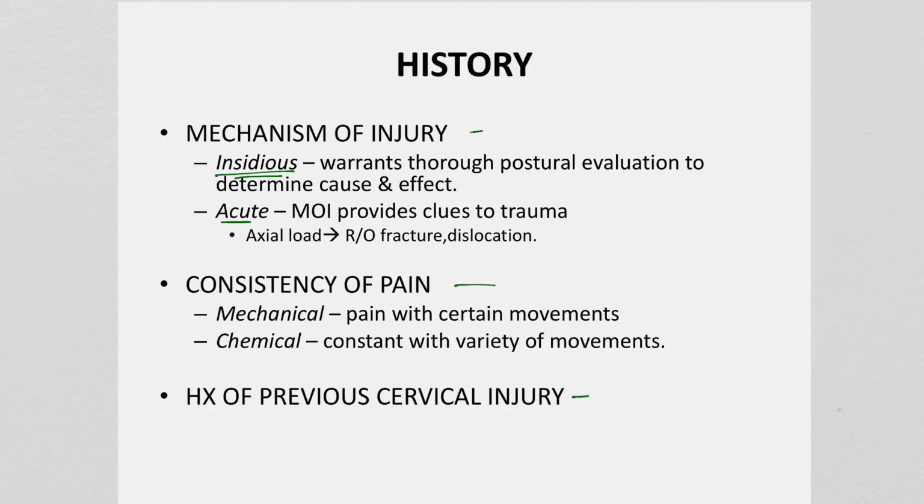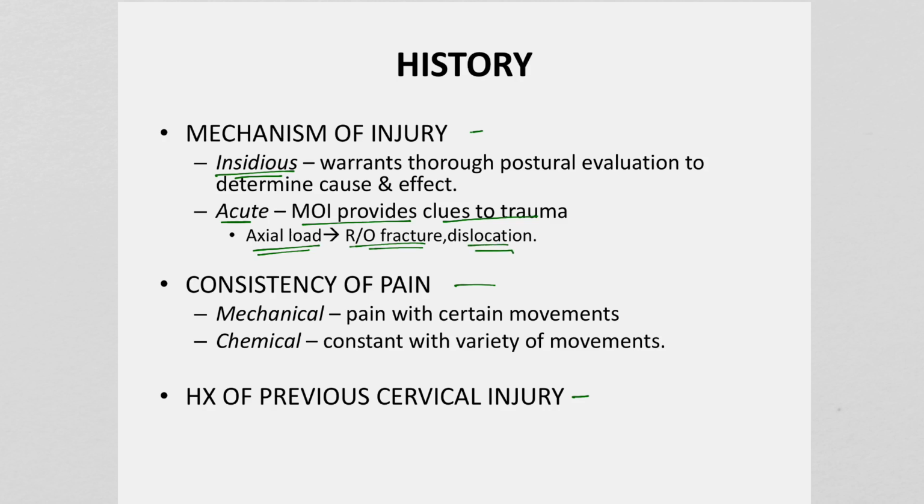In acute mechanisms of injury, obviously the mechanism of injury itself will provide clues to the trauma. So most often, if we see a cervical spine injury and it's acute, there's some type of axial load occurring to the top of the skull. And so we'll rule out fracture and dislocation.